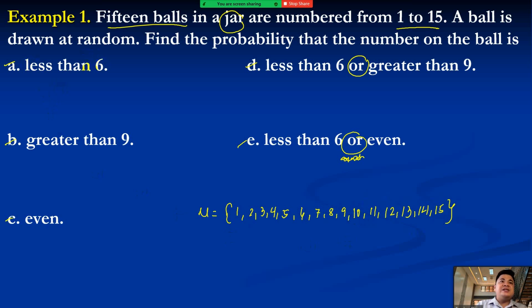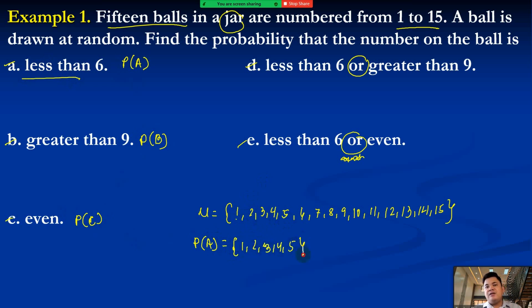Now, let's rename the events. The probability of getting less than 6, let's rename this as probability of event A. For greater than 9, let's rename this as probability of event B. And for even, let's rename this as probability of event C. So let's talk first about probability of event A, less than 6. What are the numbers in the universal set that are less than 6? We have 1, 2, 3, 4, 5. So the elements of A are 1, 2, 3, 4, and 5.